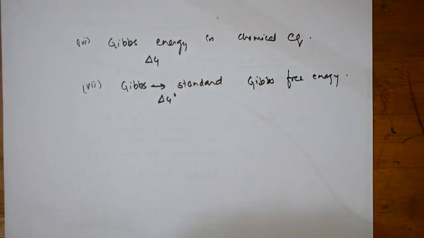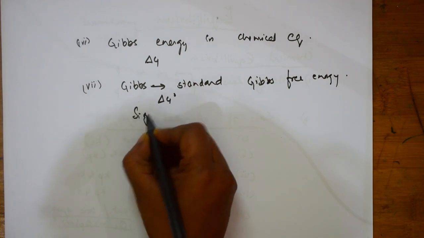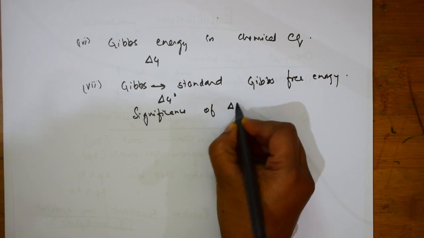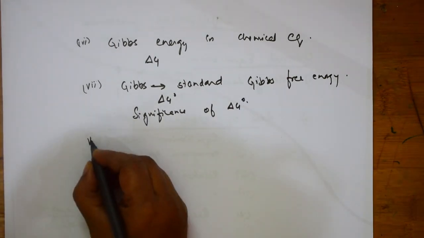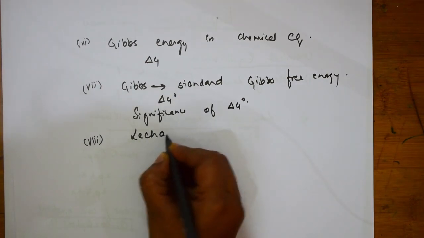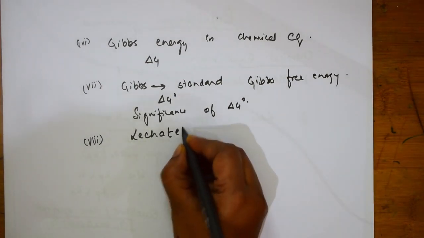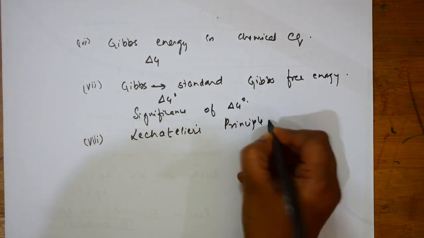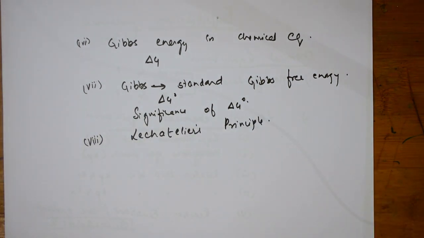And along with this, you're going to study a concept called significance of delta G naught. Done. Next important thing which you are going to study is Le-Chatelier's principle. Most of the questions are asked from this. Le-Chatelier's principle, this is the concept. So all together these make your chemical equilibrium.